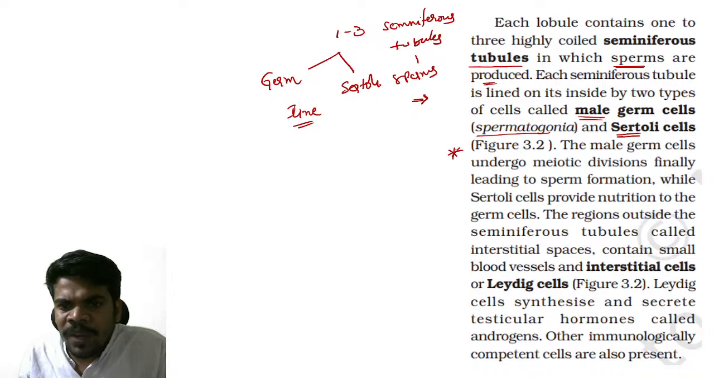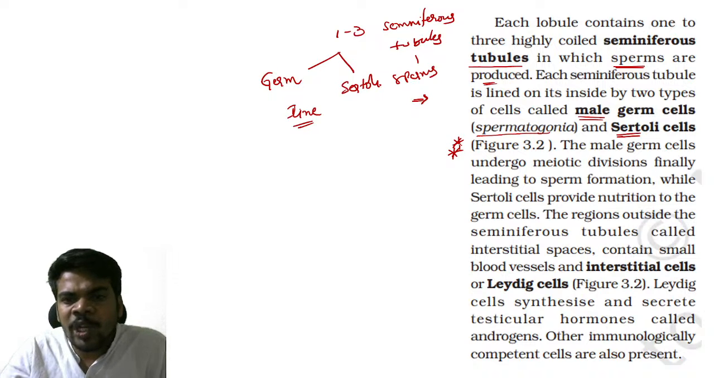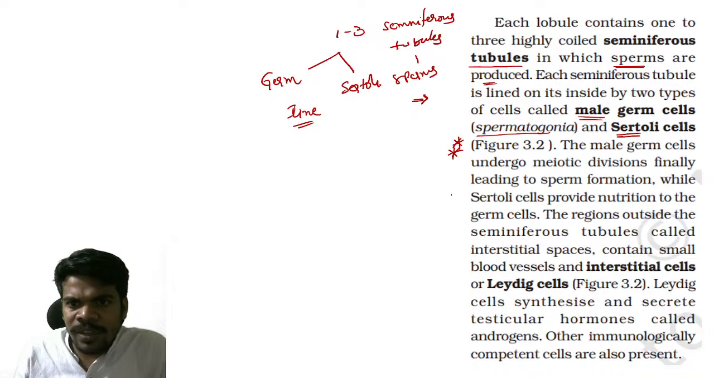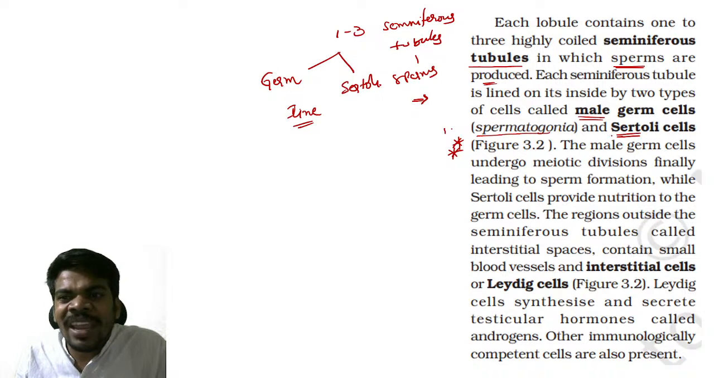Very important previous NEET examination question, also a PU examination question for Karnataka, Kerala, Tamil Nadu, different states writing CBSE board examinations. For them, this is a 1 mark question. Which cells undergo meiotic division to form the sperms? Male germ cells, the spermatogonial cells. Male germ cells undergo meiotic divisions and finally lead to sperm formation.